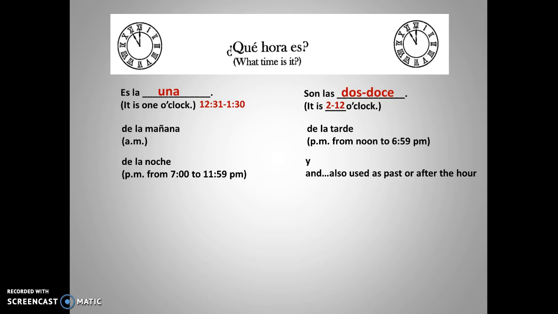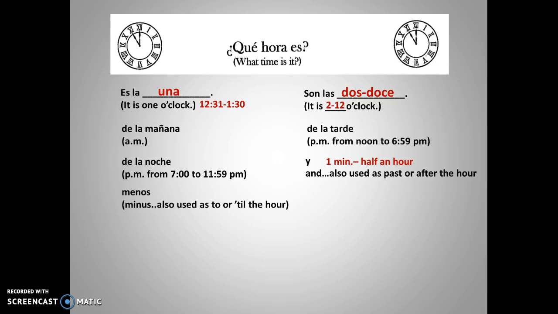So because of that, you're going to also add something to those beginning phrases. If it is 1 minute after the hour, all the way until 30 minutes or half an hour after the hour, you're going to say y, meaning past or after. So if it is 5 minutes after 1, you're going to say es la una y cinco. And so we will know that es la una is the phrase for it is 1 o'clock. Y cinco means it is 1:05.